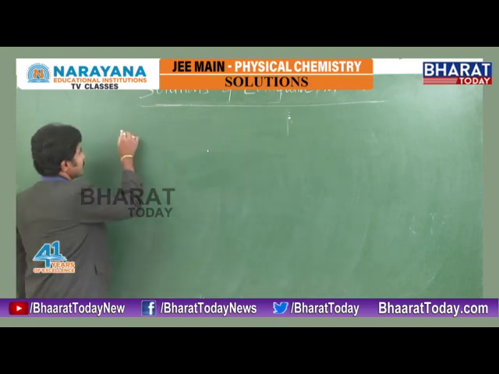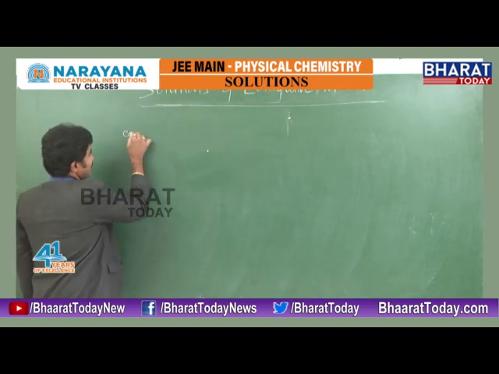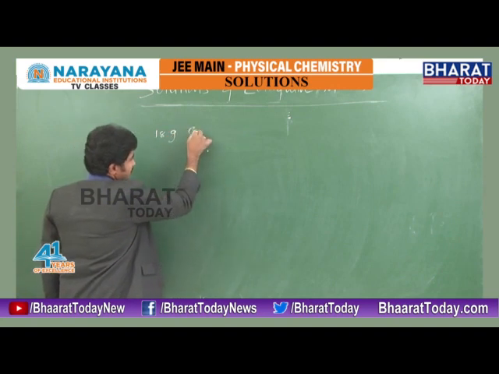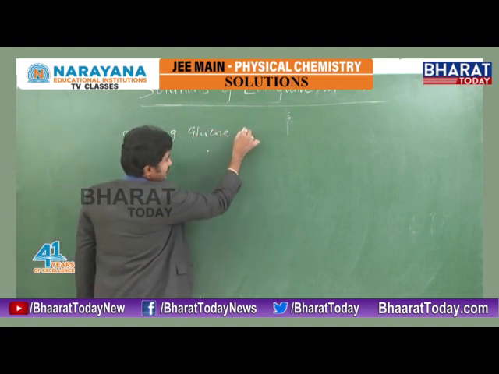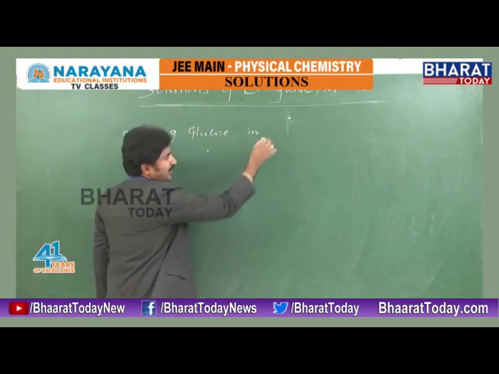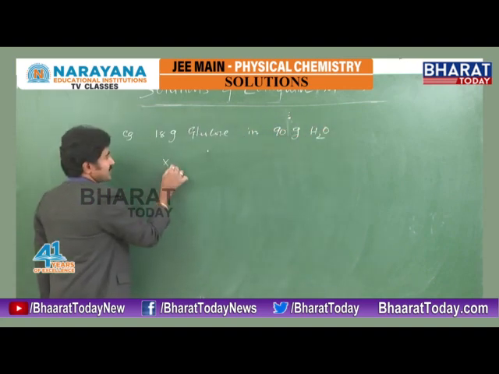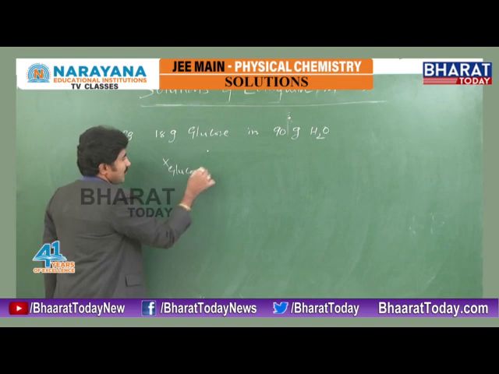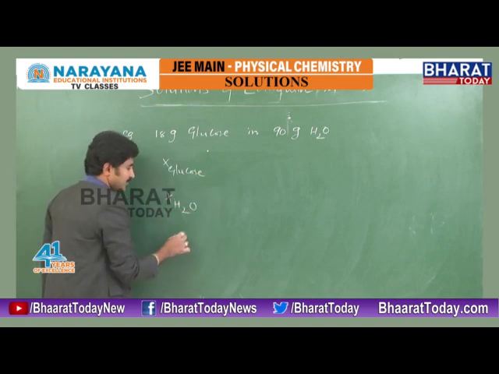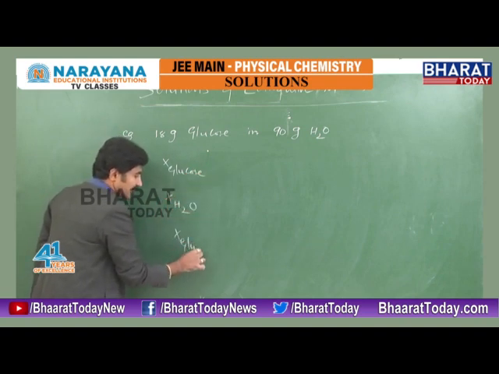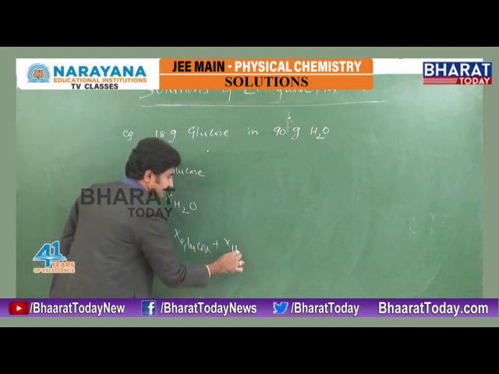So I am giving a simple numerical example. When 18 grams of glucose is present in 90 grams of water, what is the mole fraction of the glucose? What is the mole fraction of the water? And the sum of the mole fractions of glucose and water.